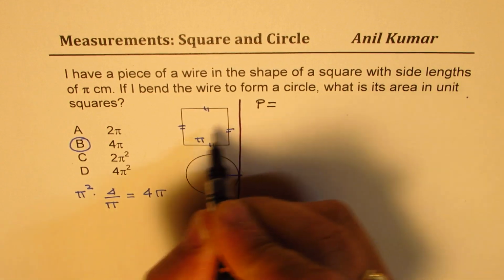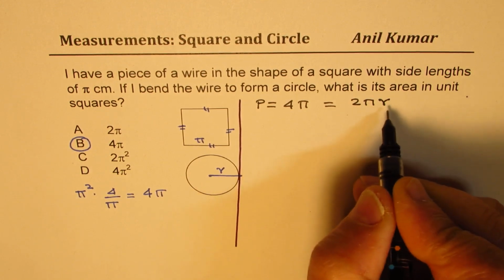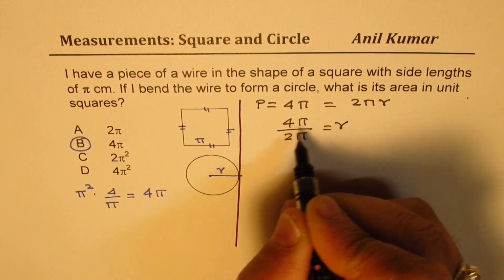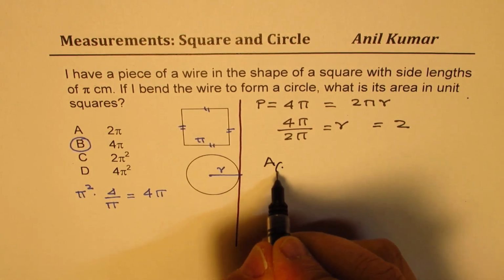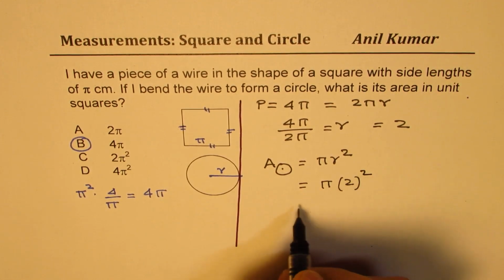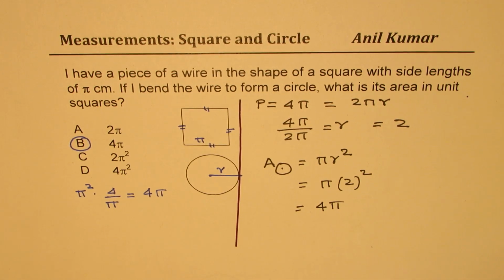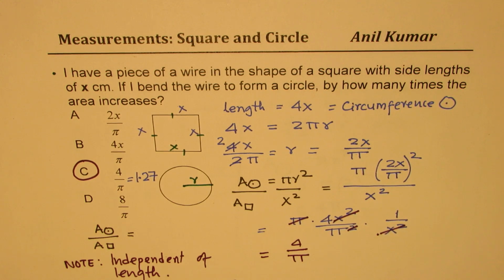We know again that the perimeter here is 4 times pi and that should be equal to 2 pi r, correct? So from here we know 4 pi divided by 2 pi is r, correct? Which is equal to 2. Now if r is 2, then area of the circle, which is pi r square, should be equal to pi times 2 square, and that gives you the value of 4 pi. Perfect. So you get 4 pi by simple calculations also. However, you can understand and appreciate that if you have this knowledge with you, then it really helps you in many different ways.